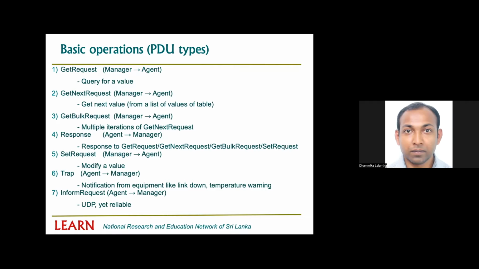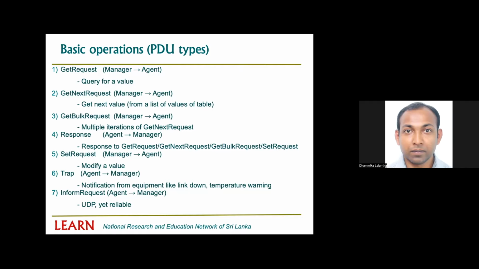The next operation is get bulk request. It is also a manager to agent request. In that one, we get multiple iterations of get next request. That is, we execute multiple, and actually get one by one all the values from a table or list.